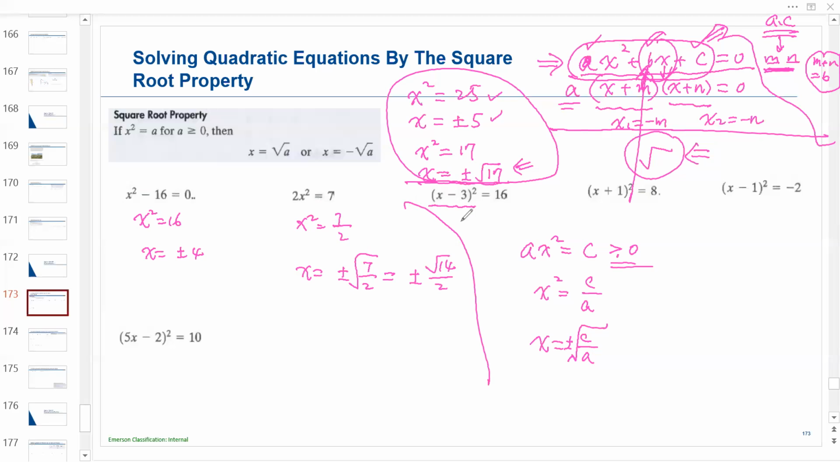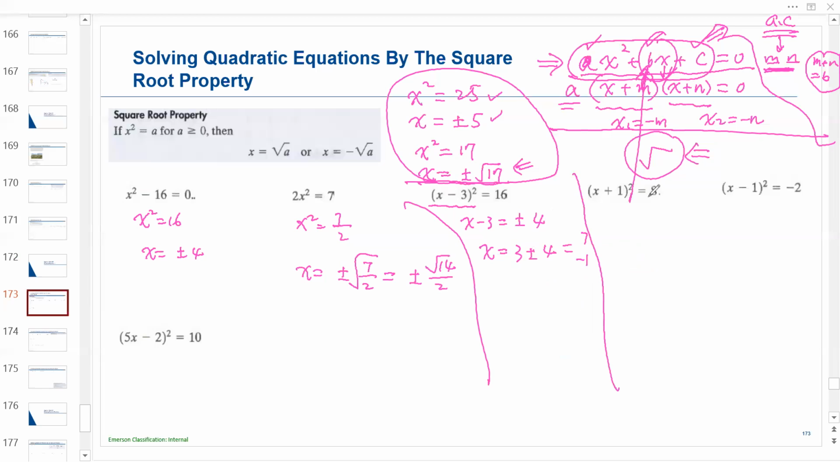what do we need to do? We can take the square root of both sides of x minus 3 squared. So equal plus or negative, I'm sorry, not 14, 4. Right? So you can get this kind of answer easily. So you can get x equals what? 3 plus minus 4. So one of them is 7, the other one is negative 1. Right? So for this one, you can take the square root of both sides.